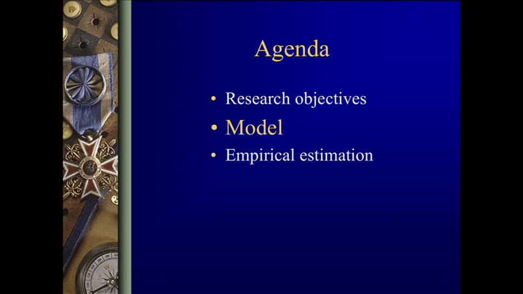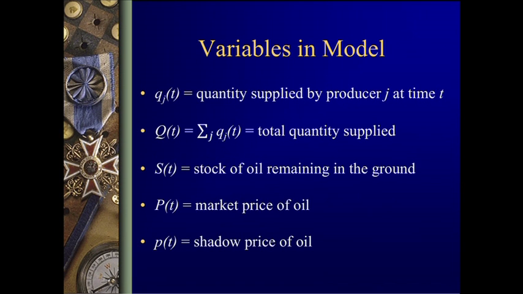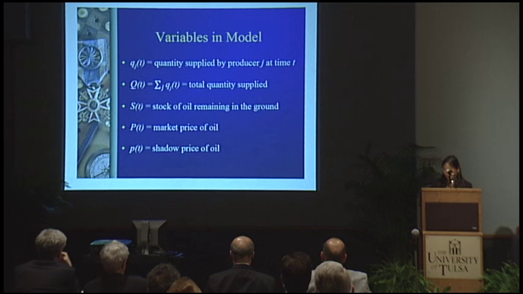So now I'll proceed to talking about my model. The variables in my model are the following. Little q_j(t) is the quantity supplied by producer j at time t. Big Q is the total quantity supplied, so it's the sum over all j of the little q_j's. S(t) is the stock of oil at time t, so it's the amount of oil that's available in the ground. Capital P(t) is the market price of oil, and little p(t) is the shadow price of oil.